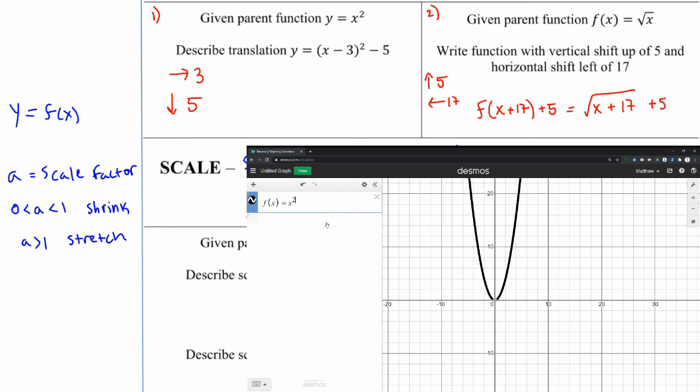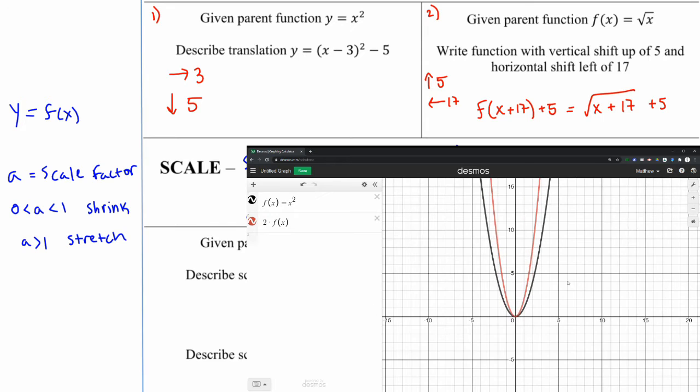Okay, so we have x squared. If I were to multiply this by 2, so 2 times f of x, notice that it stretches the graph. It's like it's pulling it up, and it's getting more narrow. This is the same as if I had done 2 times x squared. Exact same.